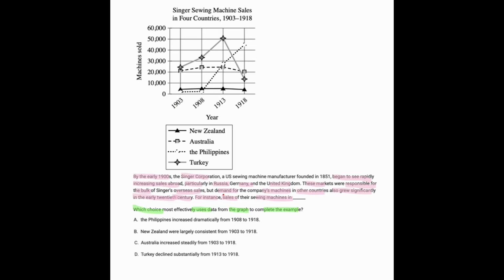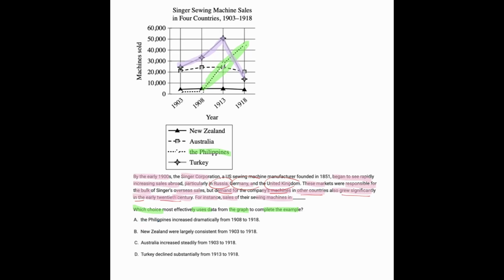So, okay, we are looking for demand for the machines in other countries besides Russia, Germany, UK to grow significantly in the early 20th century. So we see demand growing very much right here in the Philippines. And really, that's the only example because it grew a lot here only to decline later. So that probably wouldn't serve as a great example. But let's keep it there just in case.